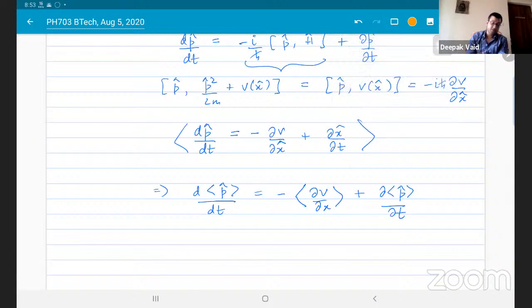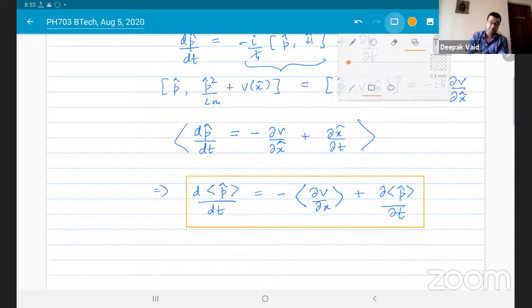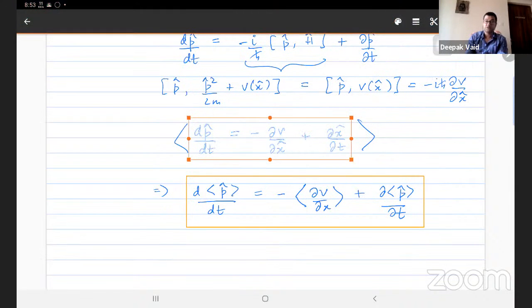Now you might ask, why am I taking expectation values? I could just say that this expression itself is the Ehrenfest theorem, the operator version.